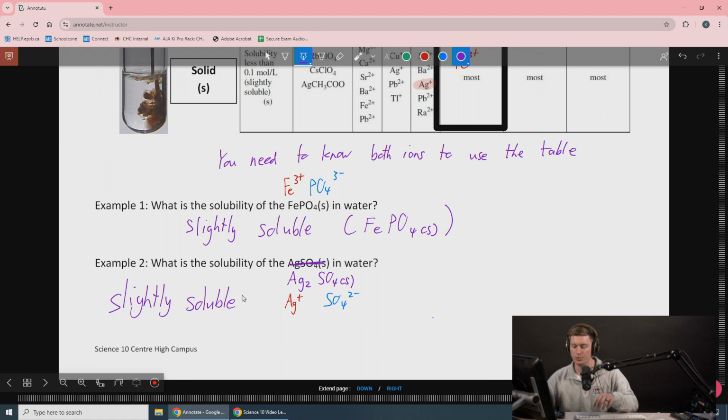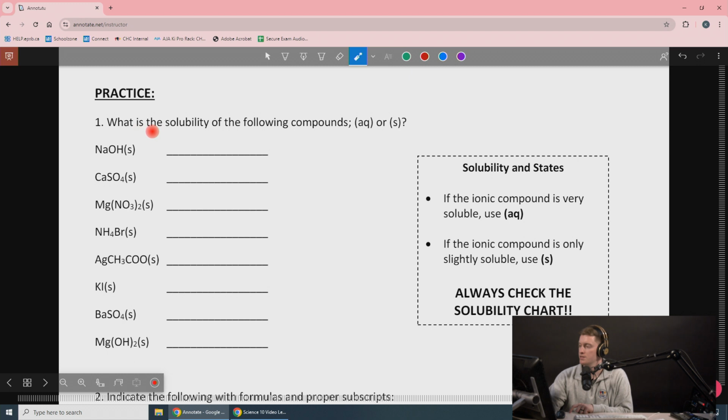Both of these examples end up with a compound that is slightly soluble. So let's take a look on the next page for some that are very soluble and will get their state changed to aqueous. What is the solubility of the following compounds? AQ or S. Remember that the S is going to be for slightly soluble. Really it means solid, but slightly soluble compounds will get the S, and the aqueous is going to be for very soluble.